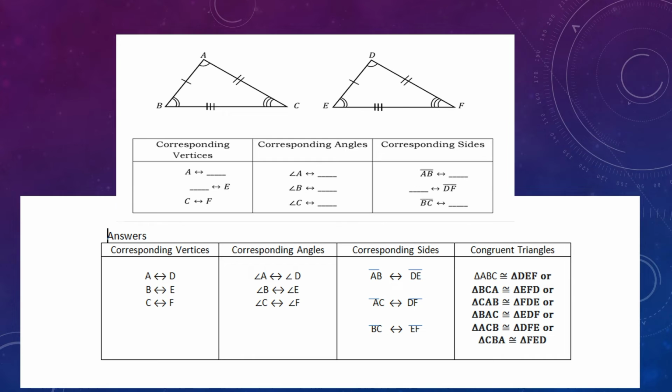The corresponding angles are: angle A corresponds to angle D. Angle B corresponds to angle E. Angle C corresponds to angle F. Corresponding sides are: line segment AB corresponds to line segment DE. Line segment AC corresponds to line segment DF. Line segment BC corresponds to line segment EF. And the congruent triangles are triangle ABC congruent to triangle DEF. Or we can name the congruent triangles BCA congruent to triangle EFD and alike.